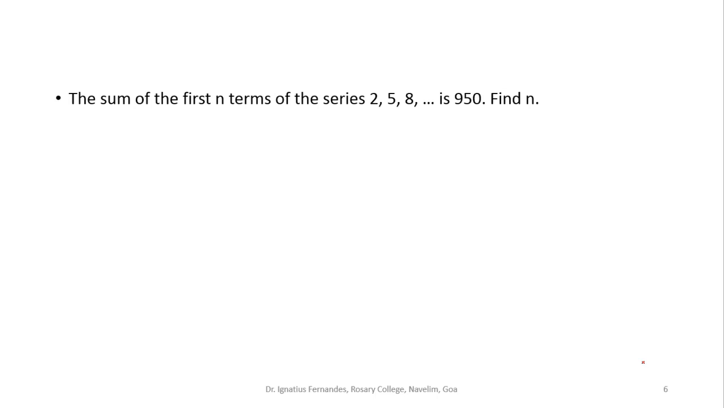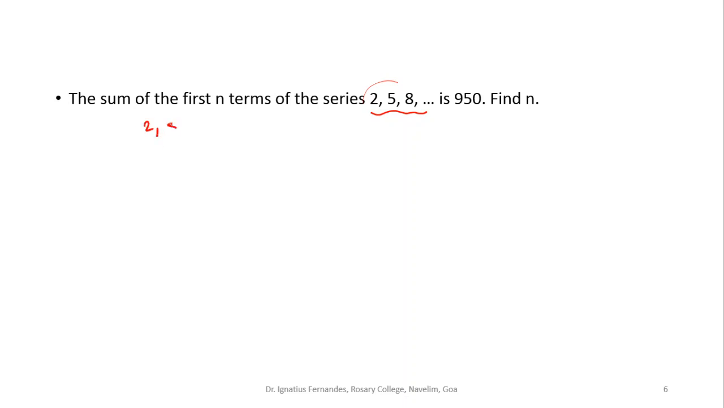Next example, based on the sum of the first n terms. The sum of the first n terms of this series 2, 5, 8 is 950. Based on that, we have to find n. Or this same question can be put in another form: how many terms should I be adding of this arithmetic progression so that the total is 950? That's what n is, how many terms.